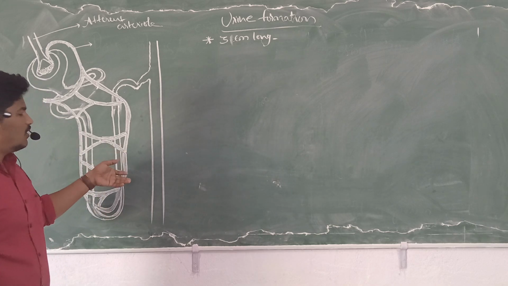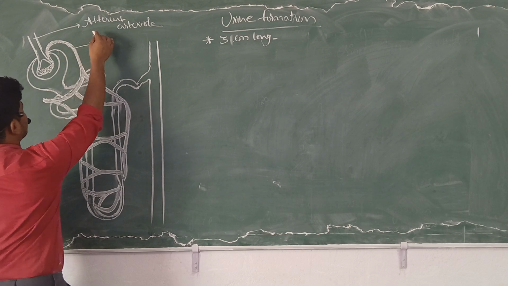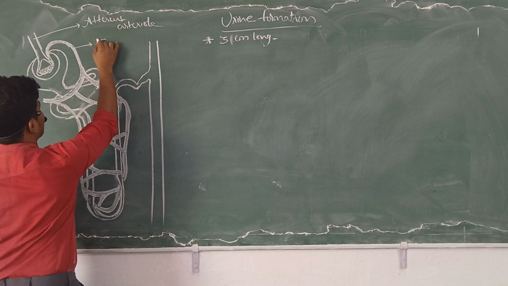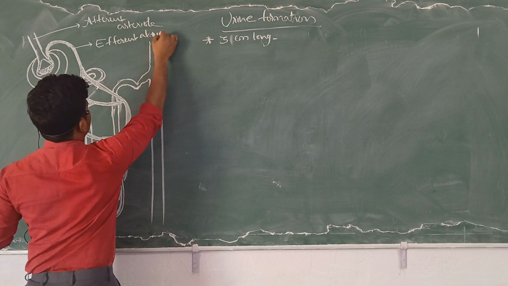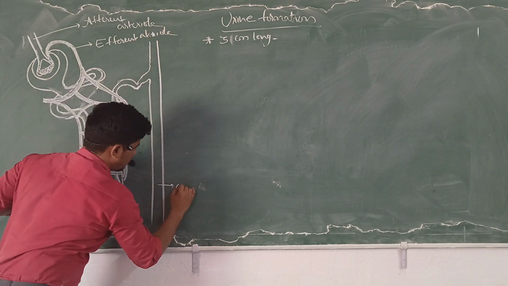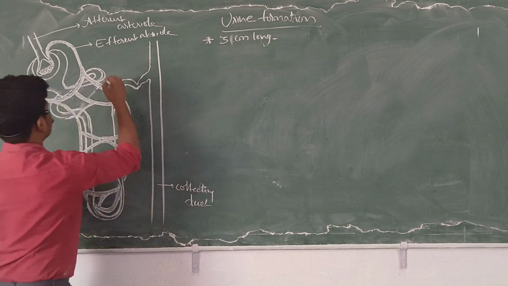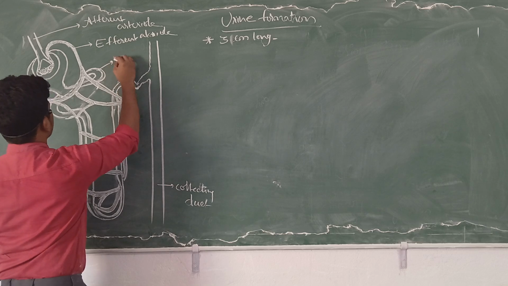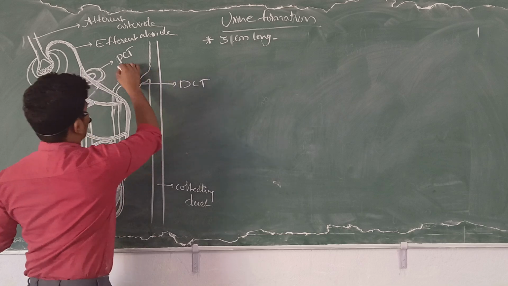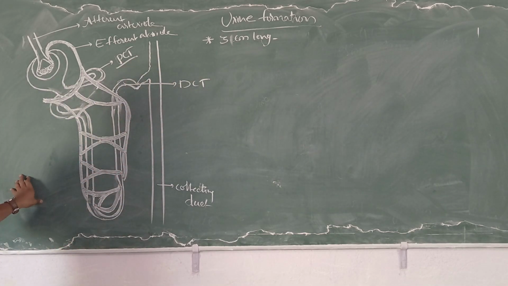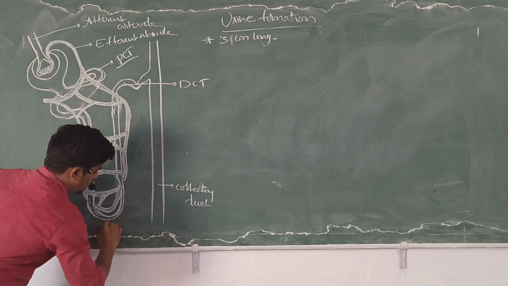In that, we drew a juxtamedullary nephron, and let us see this limb. Here is an afferent arteriole, and this part is an efferent arteriole. And it is a collecting duct, and here we have the PCT and this one is the DCT, the proximal convoluted tubule and the distal convoluted tubule. And the main point here is the loop of Henle.